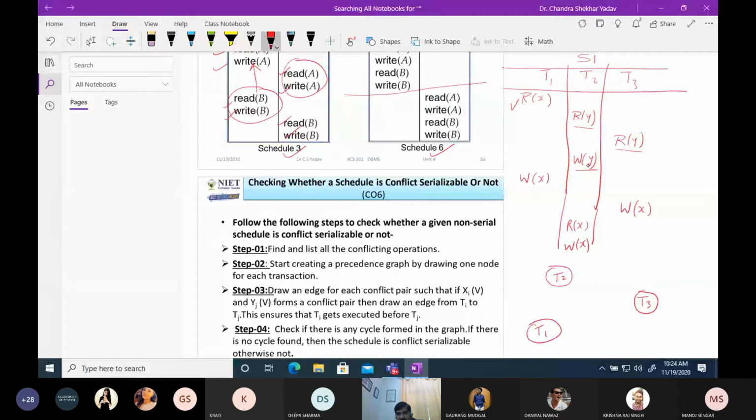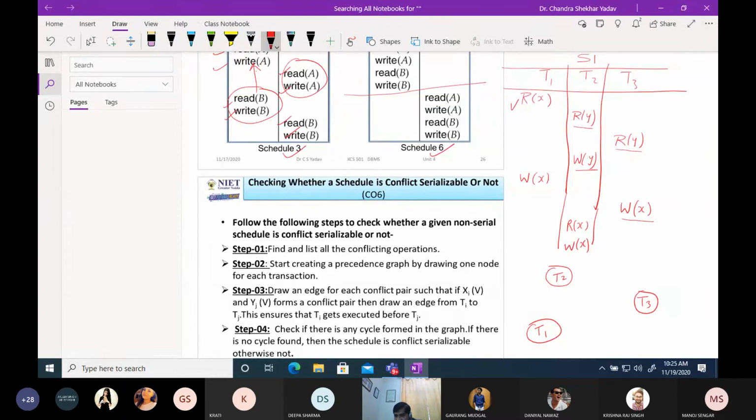Conflicting or non-conflicting? Non-conflicting. Then we will not see this. Why? Within the transactions we can't swap. Then we will see these instructions. Now let me know whether this is conflicting or non-conflicting.